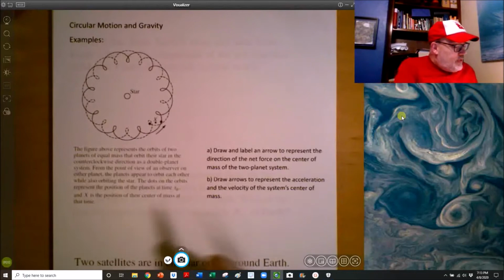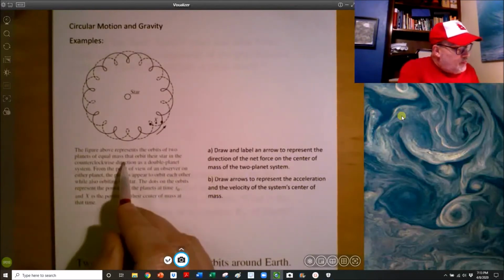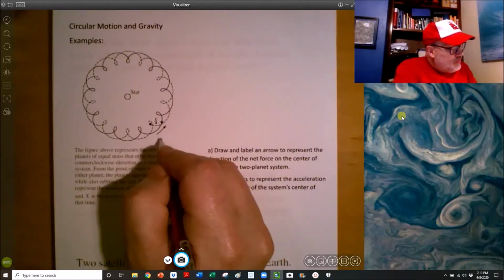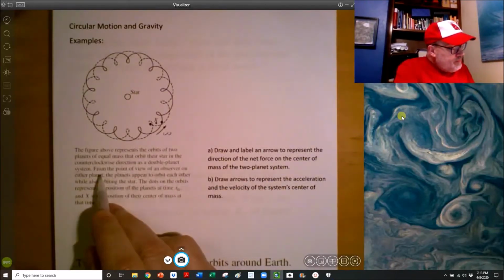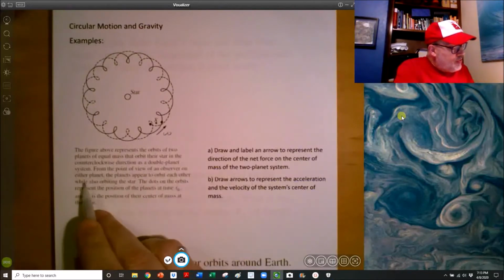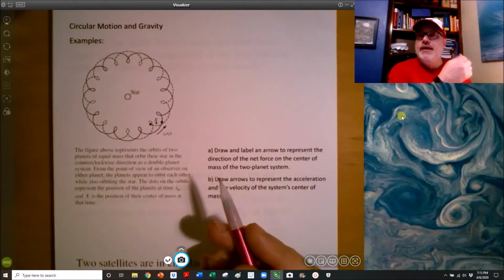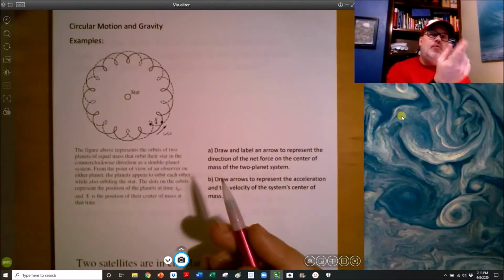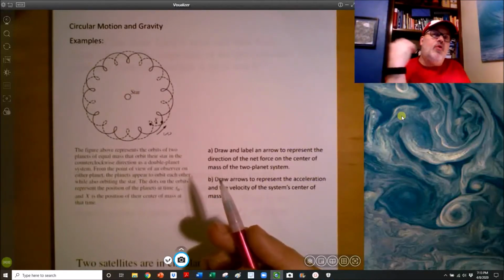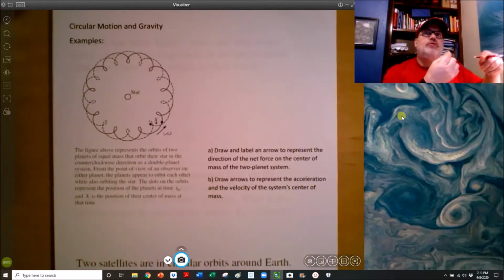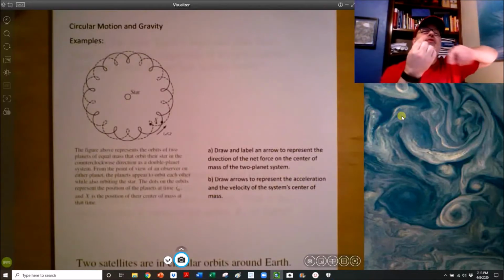In this one, we have a figure that shows two planets of equal mass that are orbiting around a star in a counterclockwise direction as shown. So this is our omega. From the point of view of the observer on each planet, the planets appear to orbit each other while orbiting the star. So this is very similar to, say, the moon and the Earth. We orbit each other, and then we're also orbiting around the sun. Now, since the moon is much smaller than us, it mostly orbits us, but the Earth does wobble.